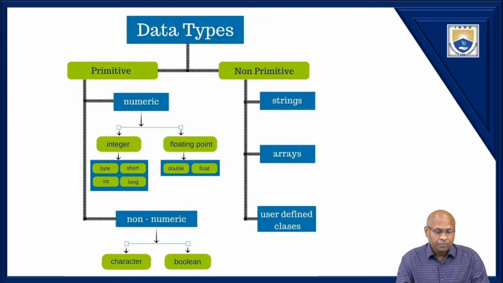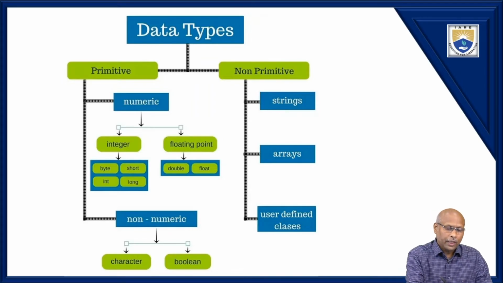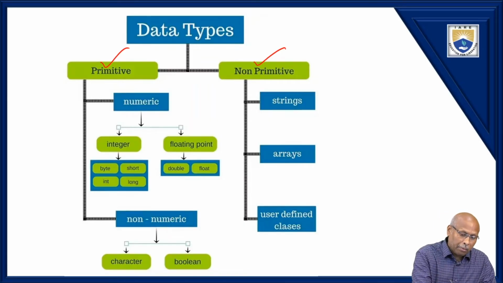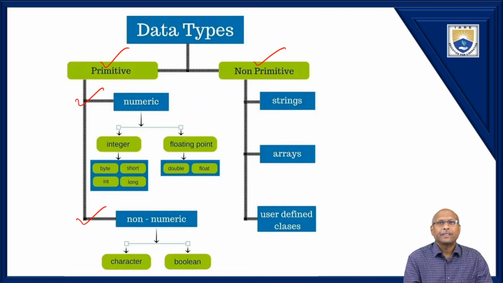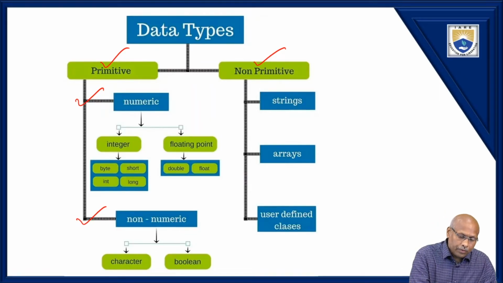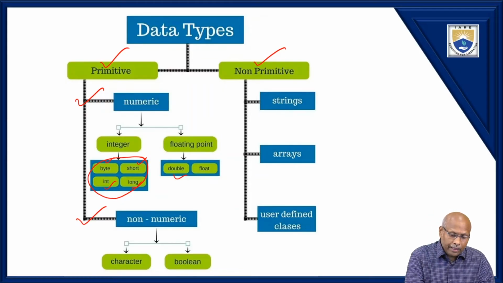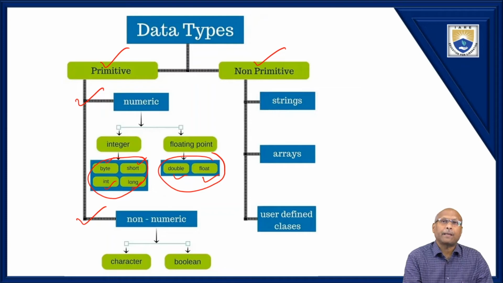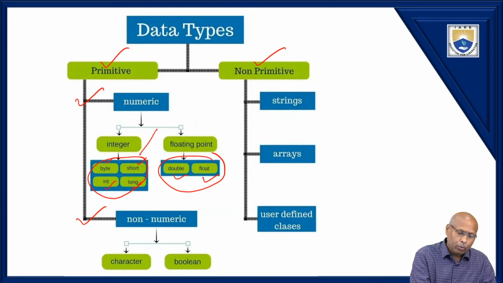Now, if you observe here, data types, again, two types. One is primitive, second one is non-primitive. Under primitive, some are numeric, some are non-numeric. I think I told you there are 8 primitive data types. Out of 8, byte, short, int, long, these 4 come under integer data type. Then double and float, these 2 come under floating point data type. So under numeric, you will find 4 plus 2, 6 data types come under the numeric category.